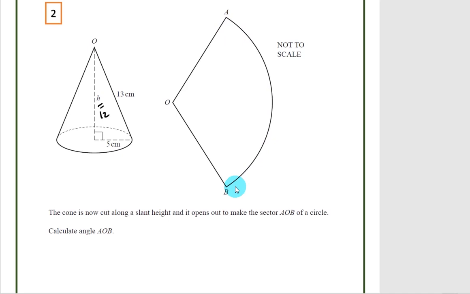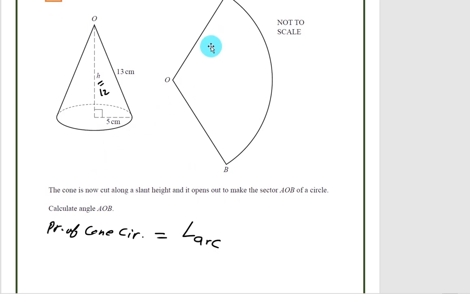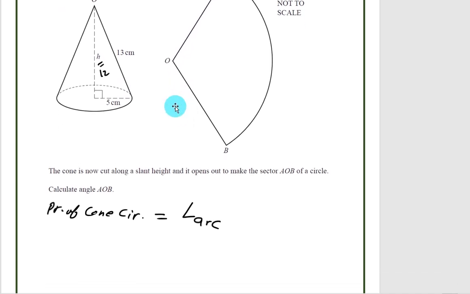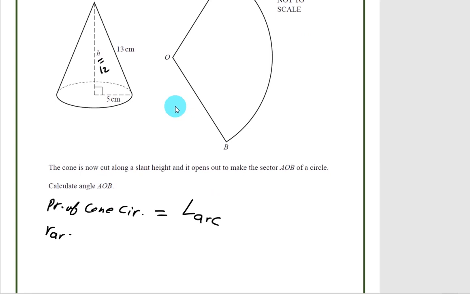So the perimeter of the cone circle will equal to the length of the arc. And again, this slant length will be the radius of the arc. So the radius of the arc will equal to 13. Again, this line here is this line. So 13 is here. The radius of the sector will equal to the slant height of the cone.